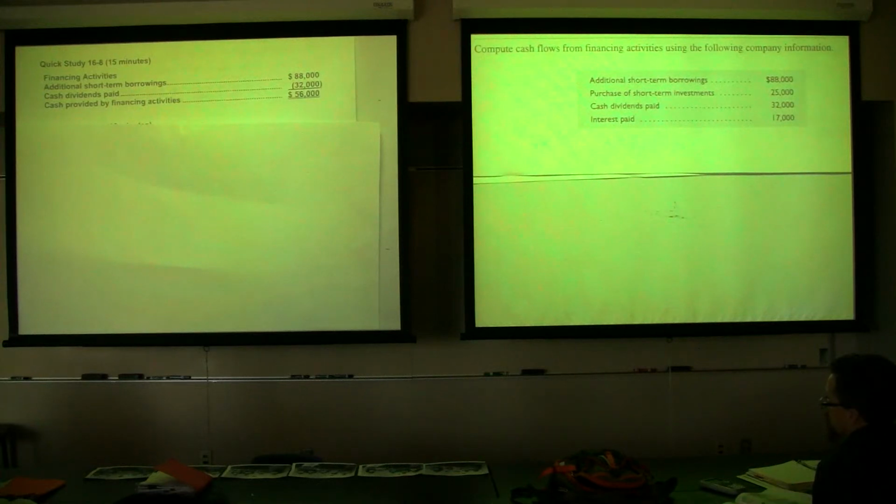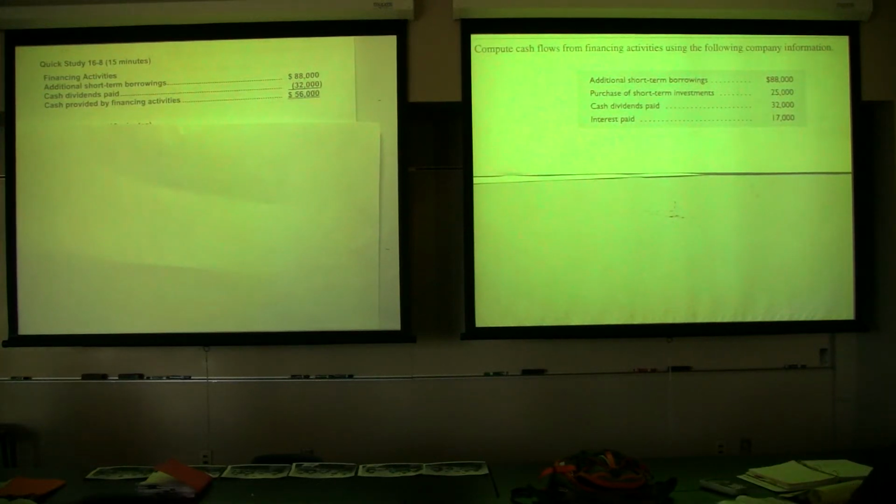So what it boils down to is additional short-term borrowing, any of the short-term borrowing, is financing. Now, purchase of short-term investments, that'll be an investing activity. You're lending money. Cash dividends paid, that's a financing activity. Interest paid shows up in the income statement, so it'll be in operations. Okay? All right, then let's do this.